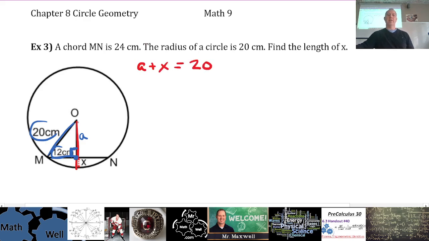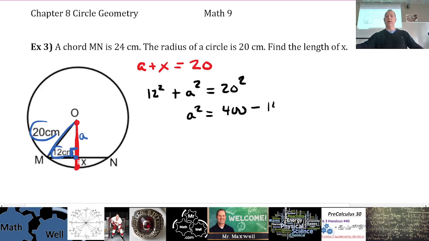Why? Because this is a radius. That's a radius of the circle. So we can find out what x is because I know what the radius is. I just need to find out what this other piece is, then I can solve for x. So we're going to find a by doing 12 squared plus a squared equals 20 squared. Pythagoras. 20 squared is 400.